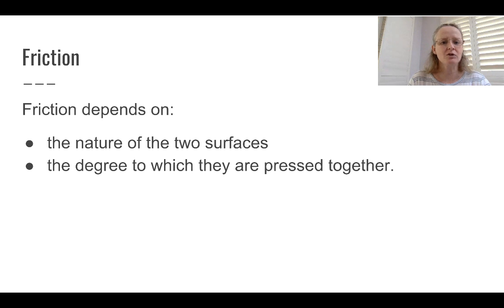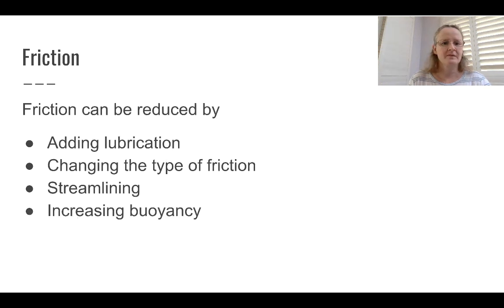So friction depends on the nature of the two surfaces and the degree to which they are pressed together. You can reduce friction. You can add lubrication like oil or graphite. You could change the type of friction. It's much easier to roll your suitcase along on wheels than it would be to drag it.